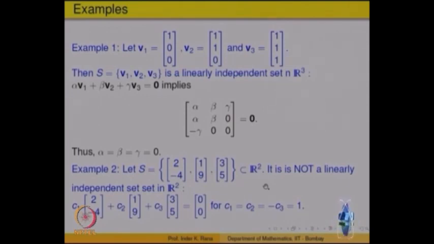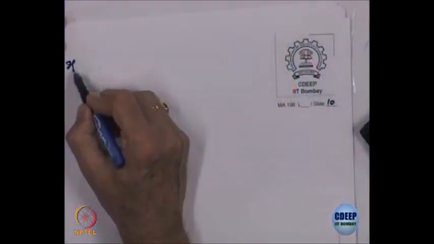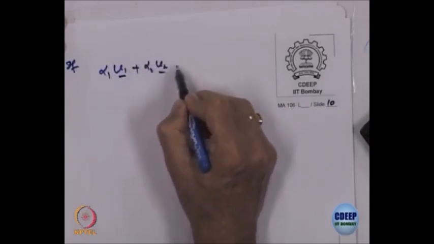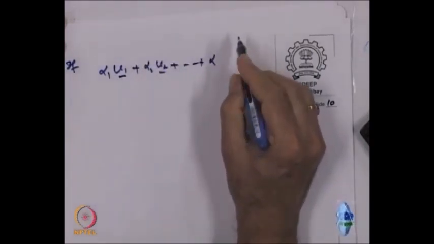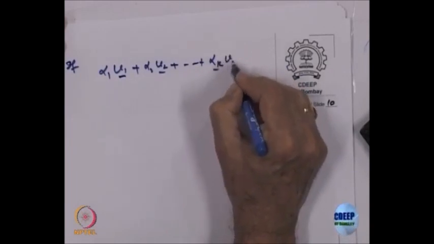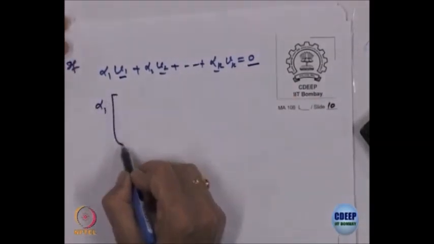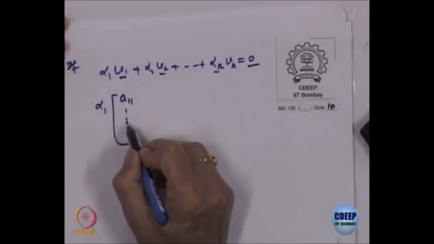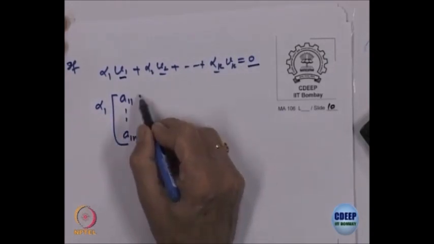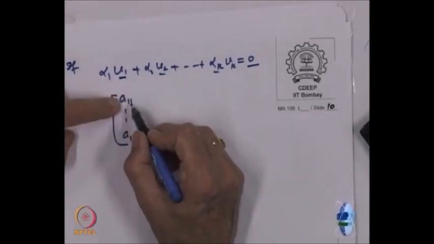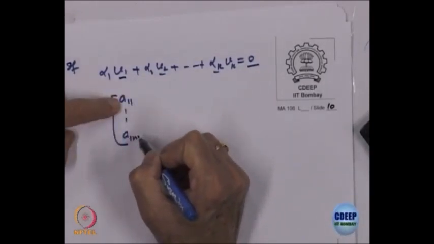Can you see the reason why it should be? Let us just write and see why that should be true. If alpha 1 V 1 plus alpha 2 V 2 plus alpha k V k is equal to 0, that means alpha 1 of A 1 1 to A 1 n, or probably I should write it the other way around. V 1 has got n components, right.